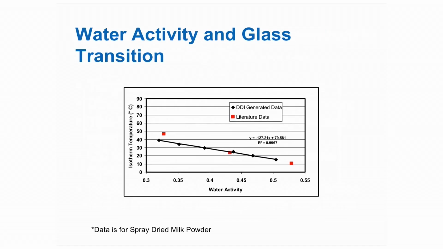And water activity and glass transition actually are, as we alluded to earlier, very well correlated. It's actually quite a linear relationship over the practical range of water activities that you might experience. And so it's possible even to create a correlation where you can determine the glass transition temperature for a particular product at any given water activity.